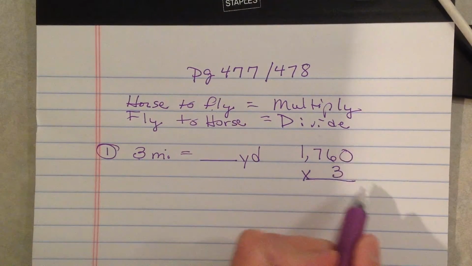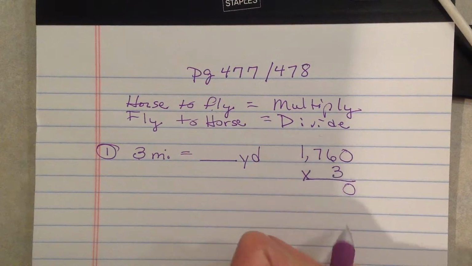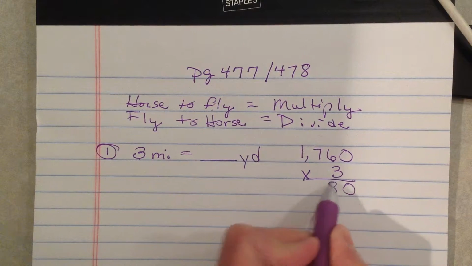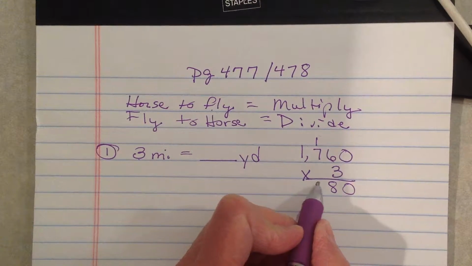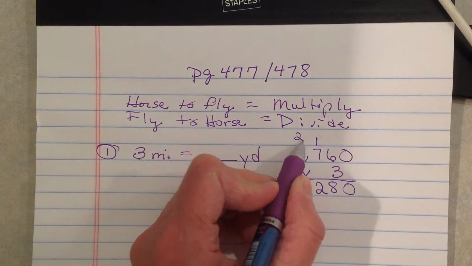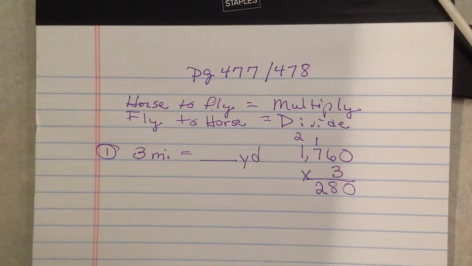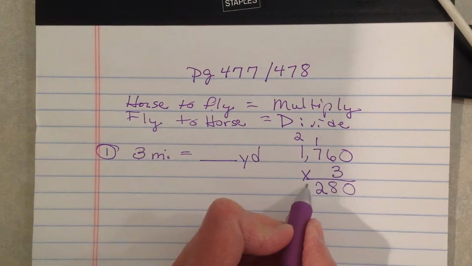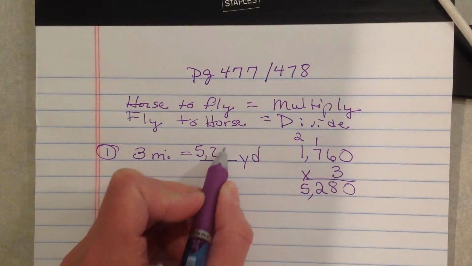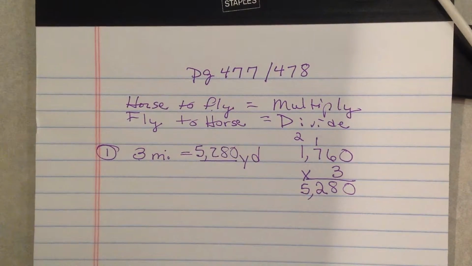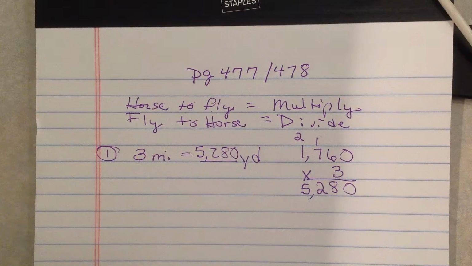So we're going to multiply by 1,760. 3 times 0 is 0. 3 times 6 is 18. Put down your 8, carry your 1. 3 times 7 is 21. Add your carried 1, 22. Put down your 2, carry your 2. 3 times 1 is 3, plus 2 is 5. Your answer is 5,280, which coincidentally is how many feet in a mile.